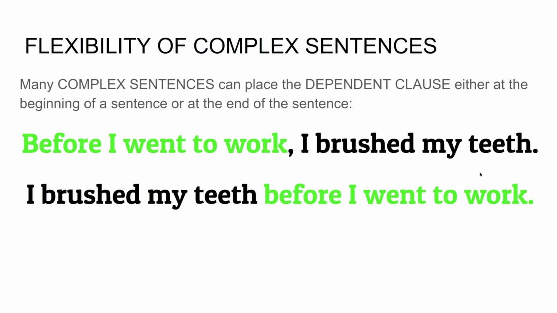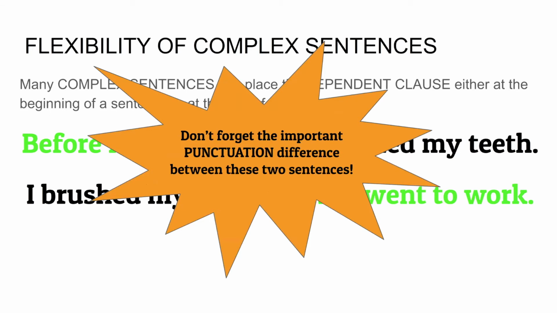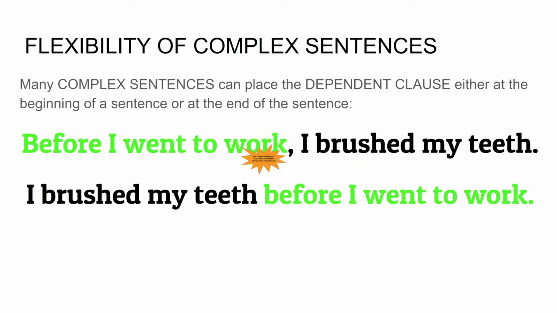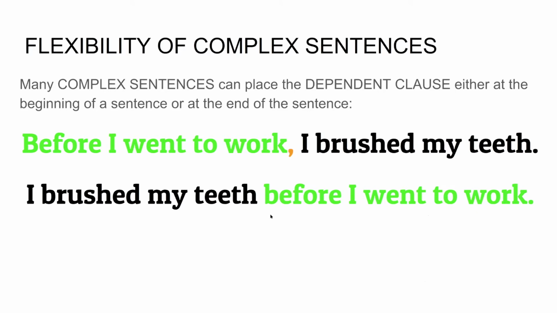Now you might recall that when we put the clause at the beginning, we do have a slight difference in punctuation. So can you remember where the difference in punctuation is? Again, look at the two examples. Well, if you notice that little punctuation mark right here, that little thing I have there in orange, that is the comma. So the comma is what we use when we put the dependent clause at the beginning of the sentence to separate the two ideas.